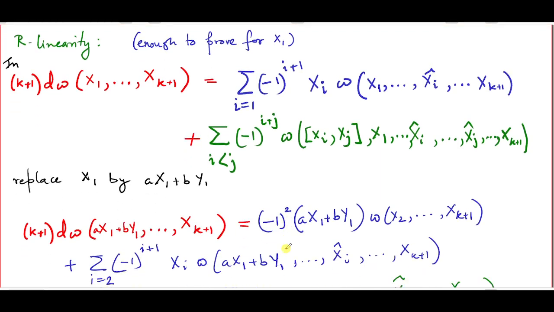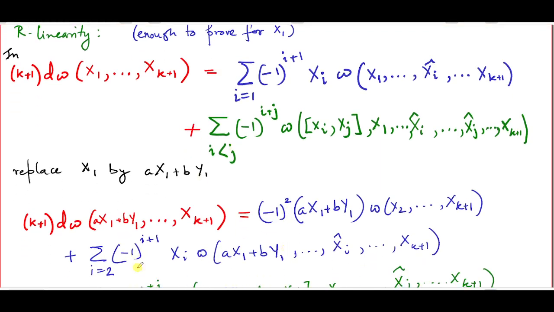And then you'll have to follow it up with a situation where I runs from 2 to k plus 1, all the way up to each and every one of these vector fields, where the xi is taken out, but x1, the one which has been replaced by the linear combination, is still going to be the first argument in the list of arguments for omega.